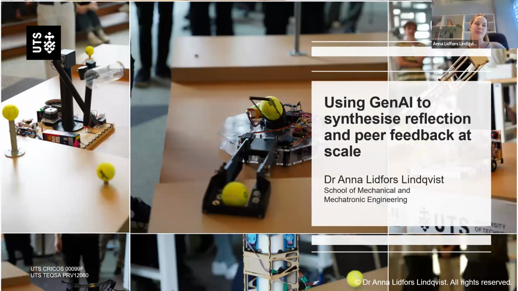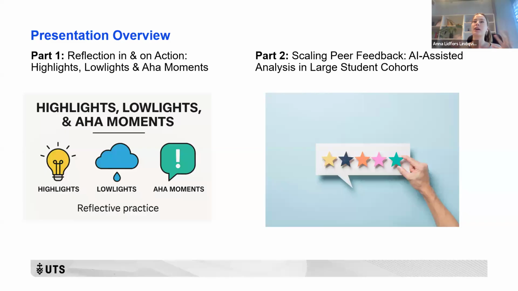Just to get a little bit of an overview of the breakdown of this presentation, it actually has two parts. So I'm going to talk about reflection in and on action using highlights, lowlights, and aha moments, which is a tool that we have adopted from an existing practice. And part two is scaling peer feedback using AI-assisted analysis in large student cohorts.